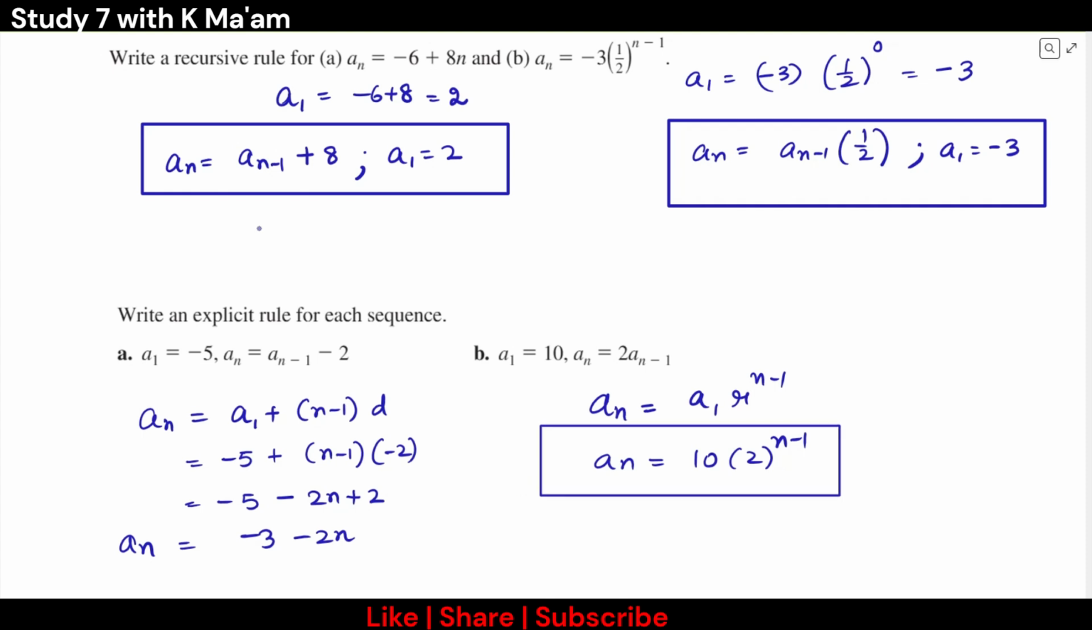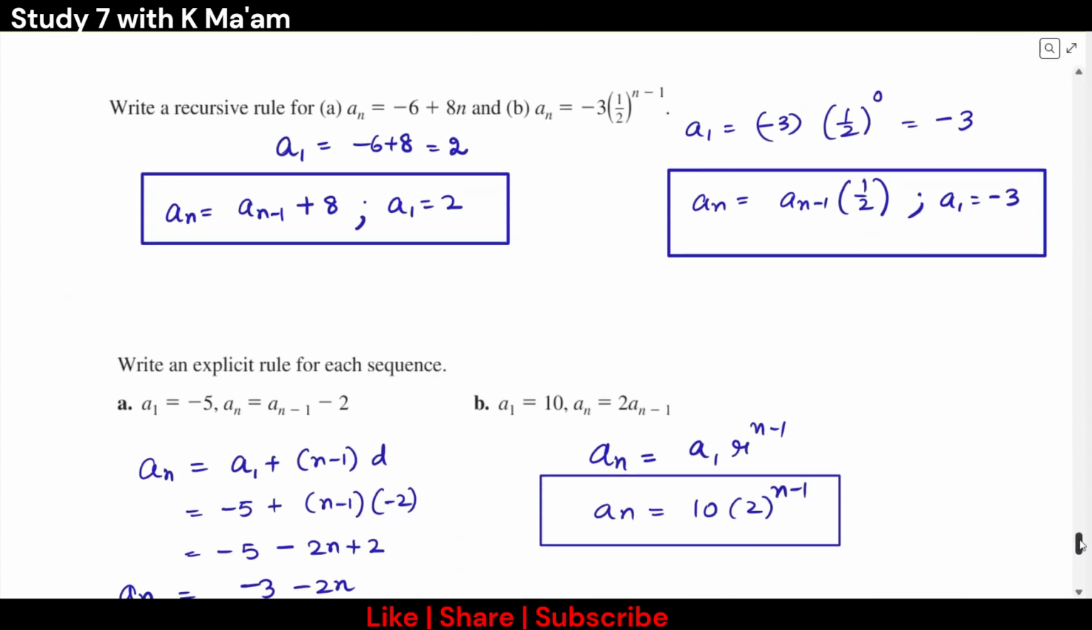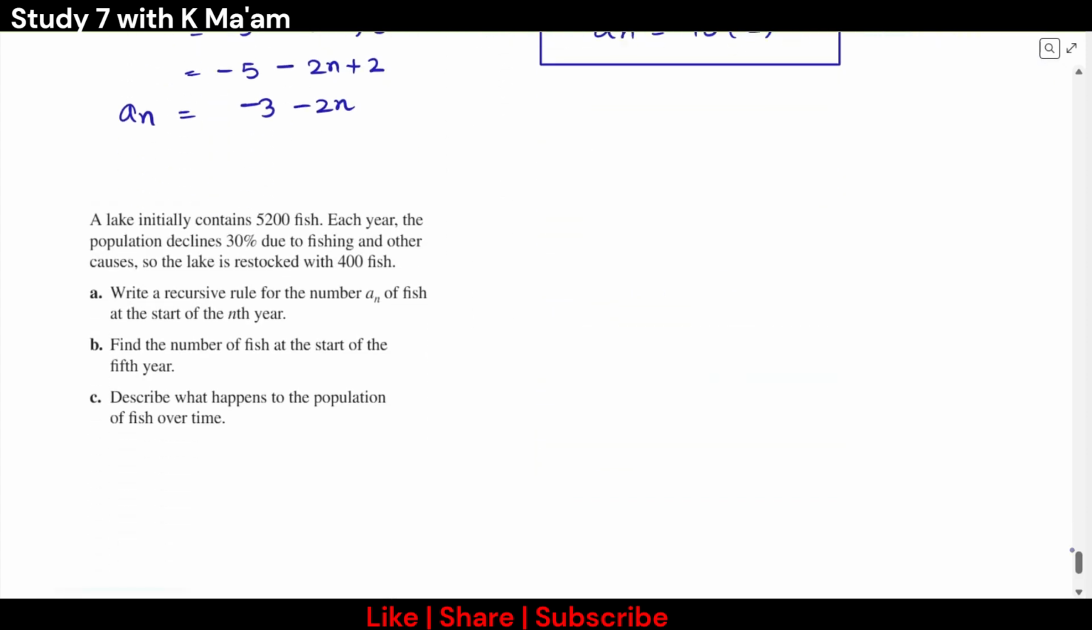Okay. So we have done up to this. Let's do the next one. A lake initially contains 5,200 fish. Each year the population declines by 30% due to fishing and other causes, so the lake is restocked with 400 fish. Write a recursive rule for the number of fish at the start of the nth year.